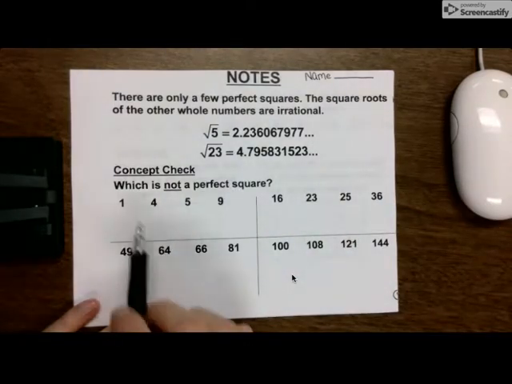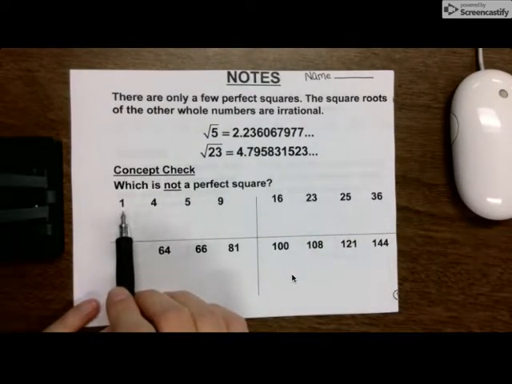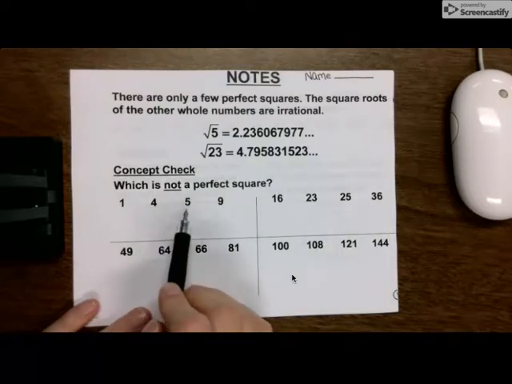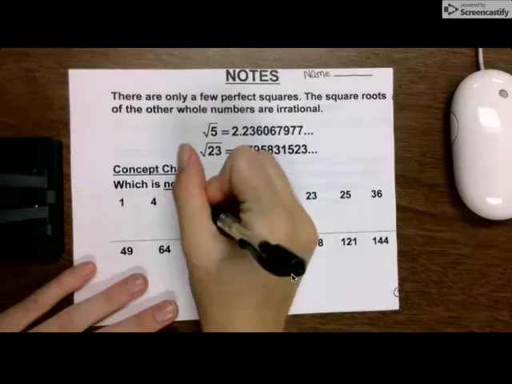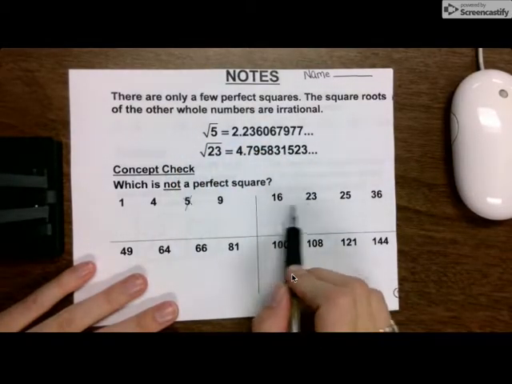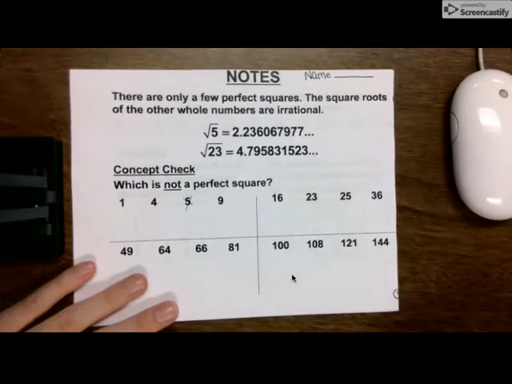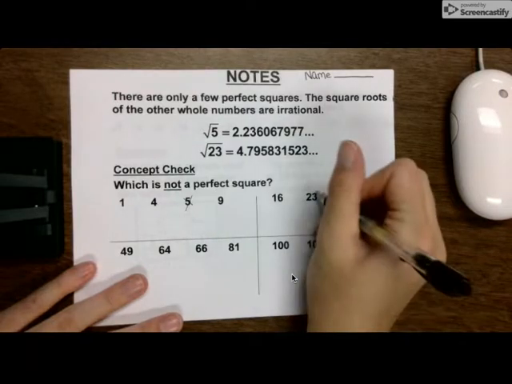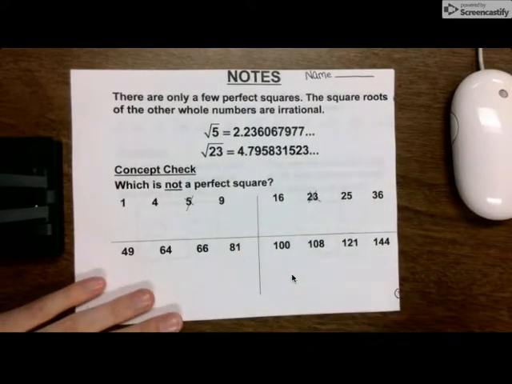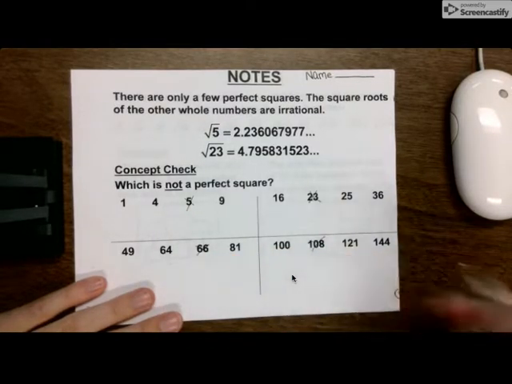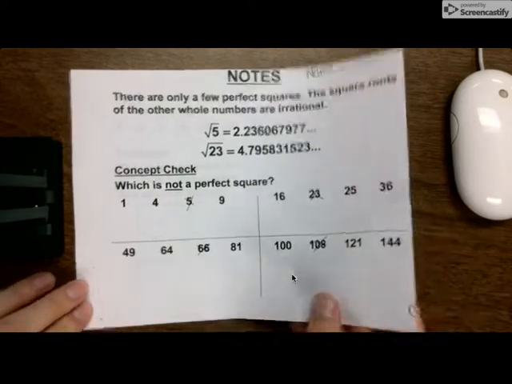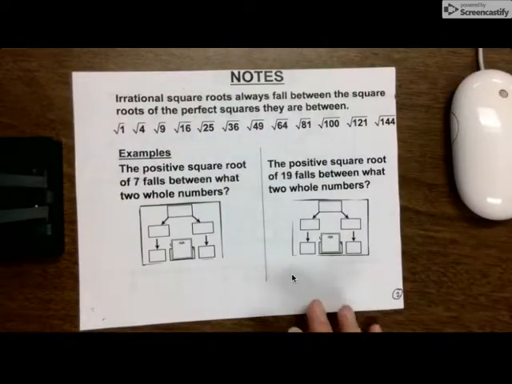When you took that test, did you see 1? Did you see 4? Did you see 5? Did you see 9? One of them you did not see. It was 5. Do the same thing with these 4 numbers. Which one did you not see? 23. Do the last 2. All right, you should have gotten 66 and 108. Now we're going to look at the next page.